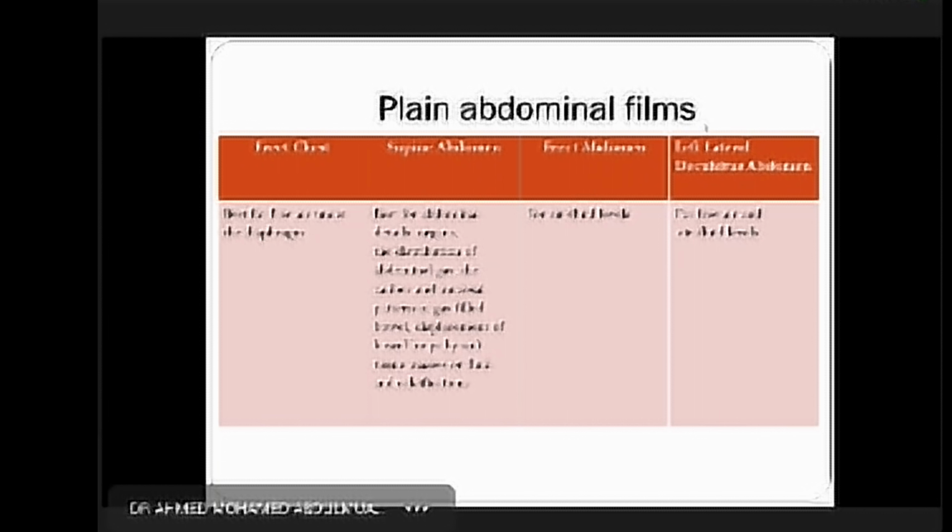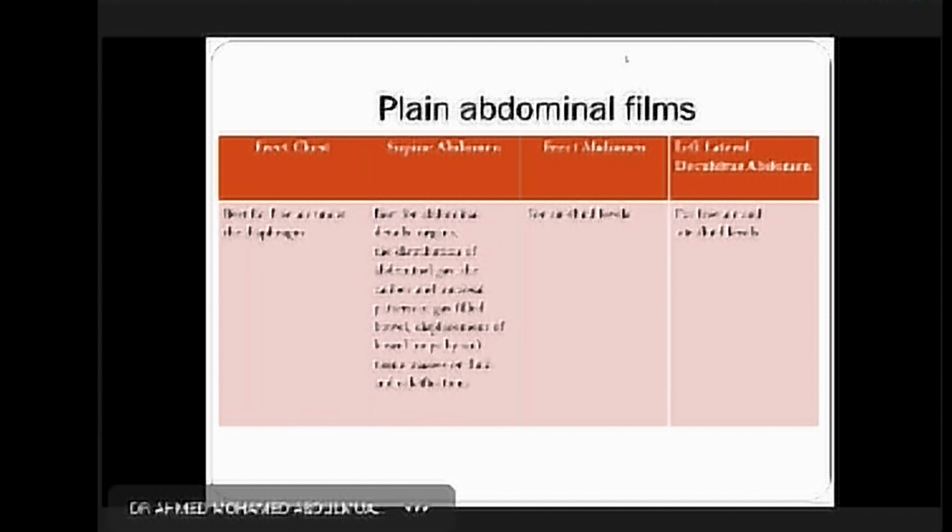So why left lateral decubitus, not right? Because on the left side we have the stomach, and in the stomach there is air within the fundus. If I put right lateral decubitus, that means the right side down, we may mistake the air within the fundus of the stomach for free air. So that's why left side down, where the stomach will be down.